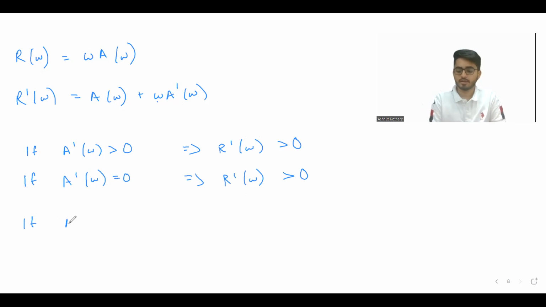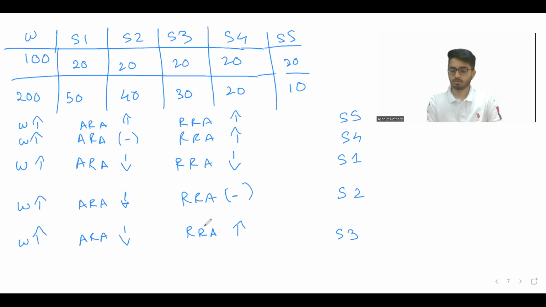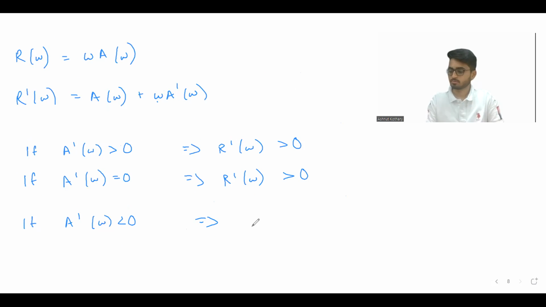If A dash W is less than 0, then this term is negative, and this term is positive, so it could be either case. And that is what we just saw. We saw three scenarios where ARA was decreasing, but the effect on RRA was different. So here R dash W could be greater than, equal to, or less than 0. That is, we cannot for sure infer the sign of RRA.